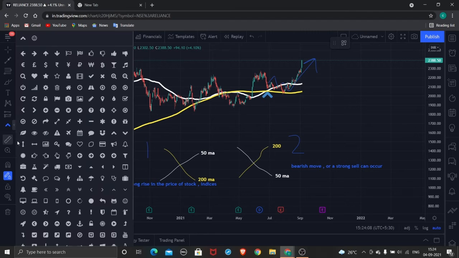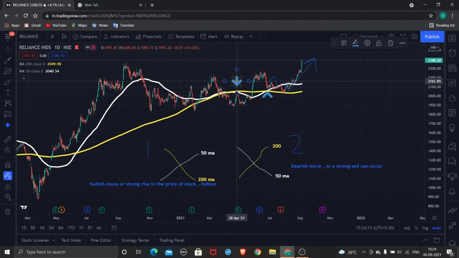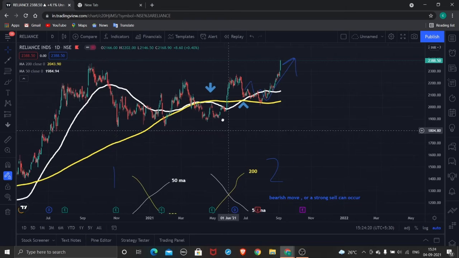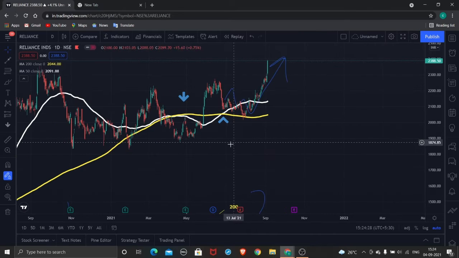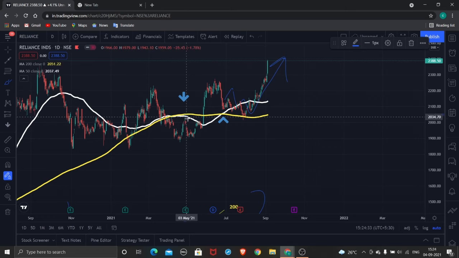Let me mark it with an inverted arrow because it's downward. Okay, moving up here, let me revise it once again. If the 50 moving average crosses the 200 moving average in a downward direction, then it's a sell. The stock price should reduce. We can see it happening here. Point 1, it's applied. Point 2, it's applied.